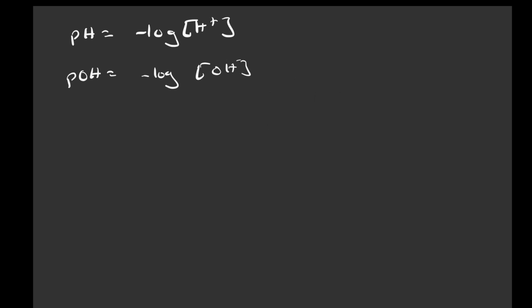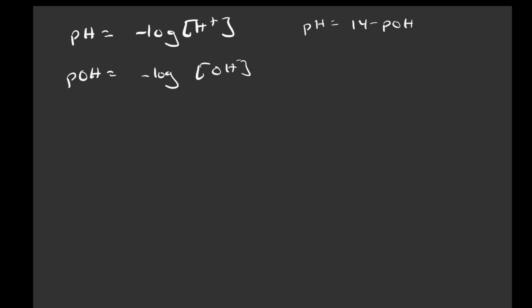Do you see a pattern here? Do you see how the P leads to a negative log? That's no coincidence. When we see a P here, that means negative log. So pH, pOH is just the negative log of whatever comes after it. We're also going to have another equation here, and that's that pH is equal to 14 minus pOH.